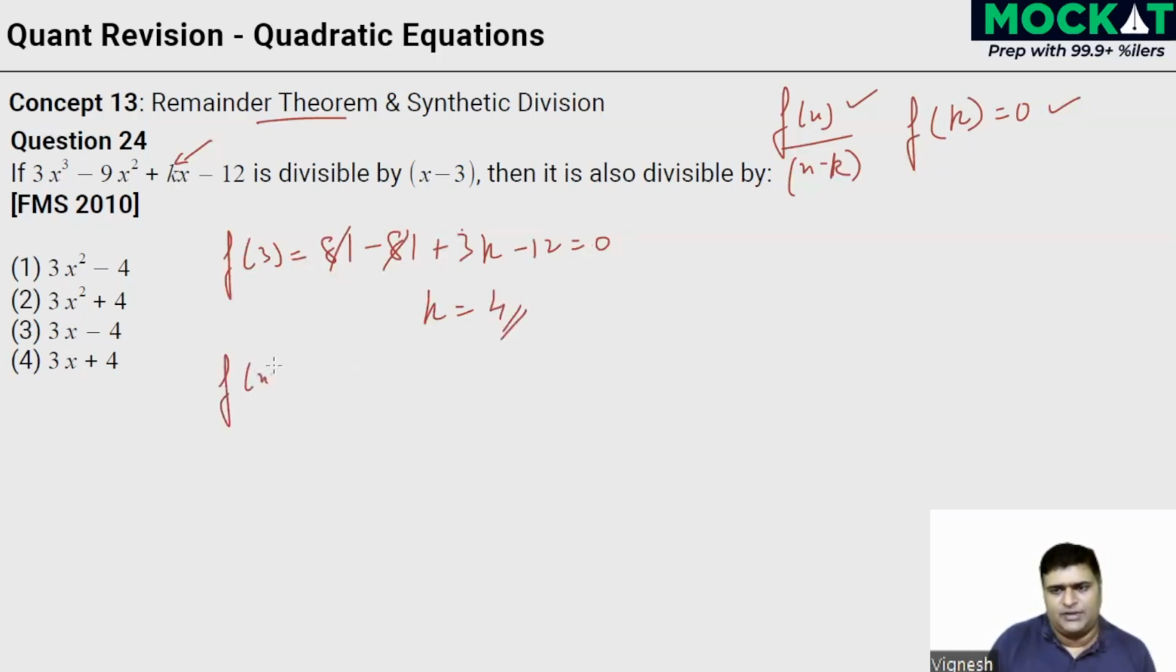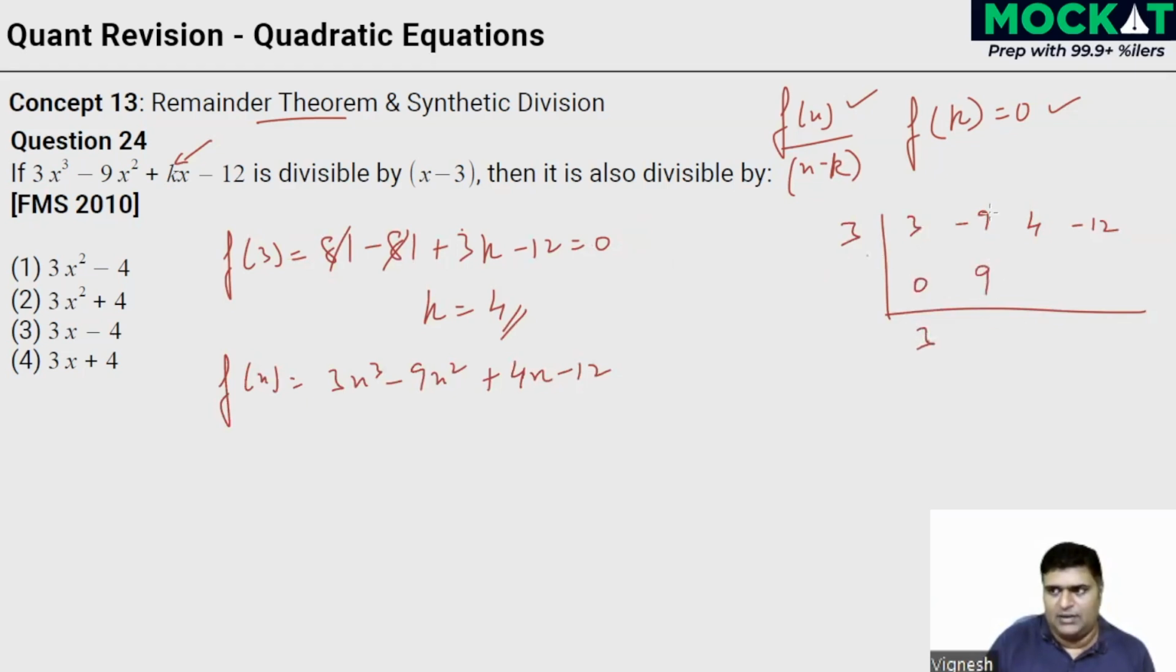So we have found the expression f of x equals 3x cube minus 9x square plus 4x minus 12. The moment we found this, we can apply synthetic division over here. Write down 3, minus 9, 4, minus 12. That's the procedure. 3 over here was the root. So put a 0, add it up, you get a 3. 3 into 3 is going to be 9. Add it up, you get a 0. Then 3 into 0 is a 0. You add it up, you're going to get a 4.